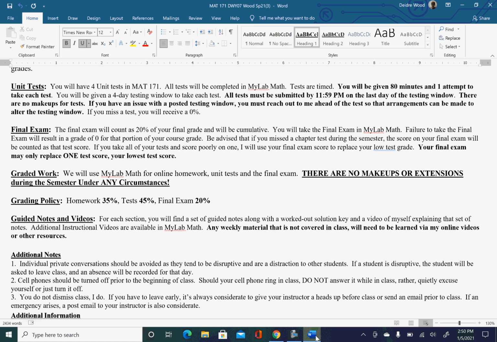No makeup test. So if you have an issue with the testing window, you need to see me ahead of time so that you can make arrangements to alter the testing window for you. If you miss a test, you get a 0. Okay, so be proactive if you see that you're going to have a problem with the testing window. You will have a final exam. It counts as 20% of your final grade. It is cumulative. You will be taking your final exam in MyLab Math as well. Failure to take that would also give you a 0 for that portion of the grade.